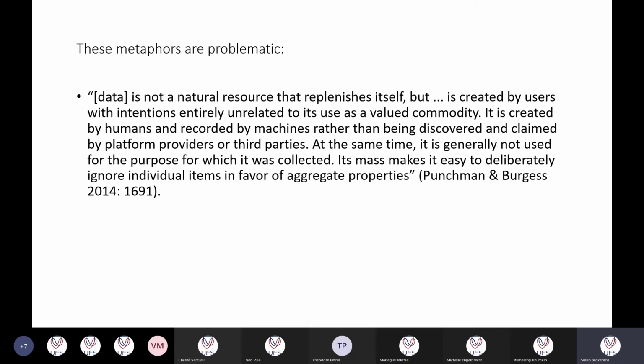However, data is not a natural resource that replenishes itself, but is created by users with intentions that are entirely unrelated to its use as a valued commodity. So in other words, big data cannot be perceived as a value-neutral resource when it is managed, because its value differs depending on whether we are referring to its owners, such as, let's say, Amazon or Facebook, or the generators or the collectors, such as researchers.